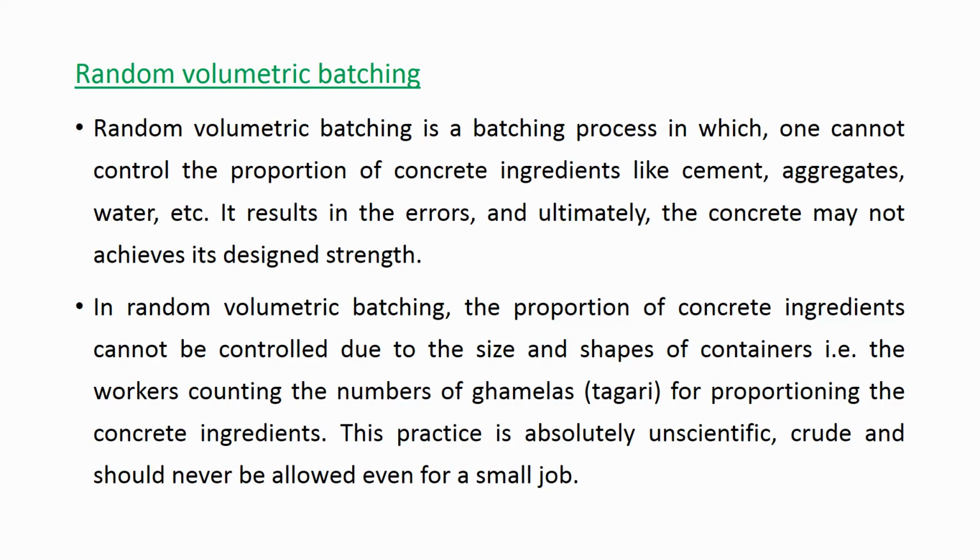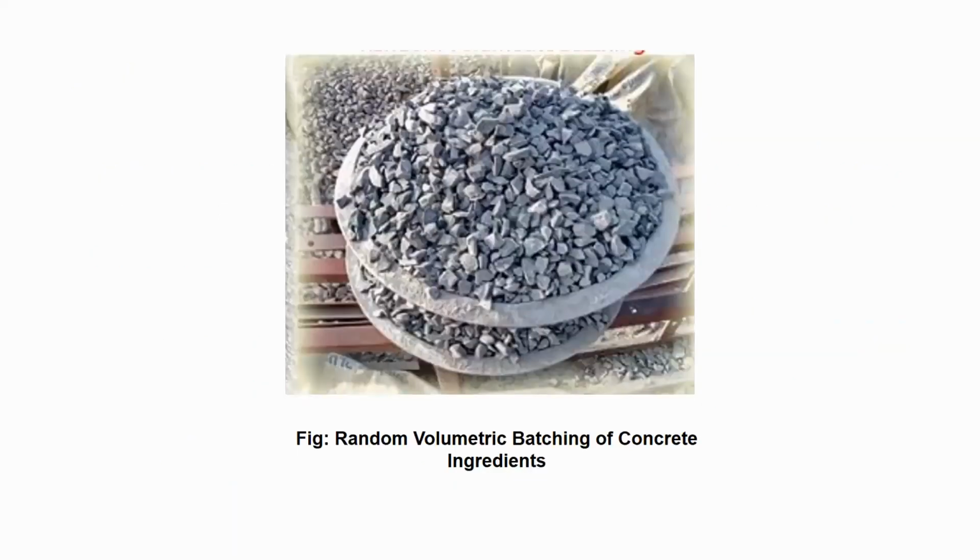Like for one bag of cement, they will take around 12 gamels of sand and around 14 or 15 gamels of coarse aggregate. Okay, so like that they will measure. So this is called random volumetric batching. Here you can see in the figure on the screen. This is called a gamel. If you are using these gamels, then you are measuring the ingredients by random volumetric batching. This is not a correct way of measuring the ingredients.